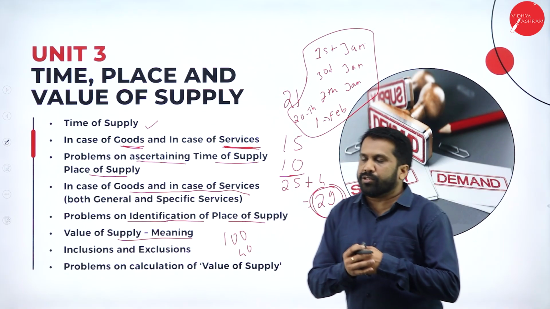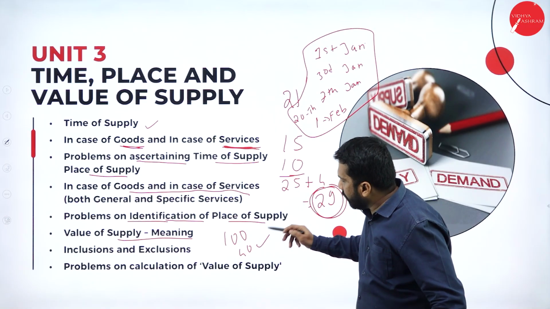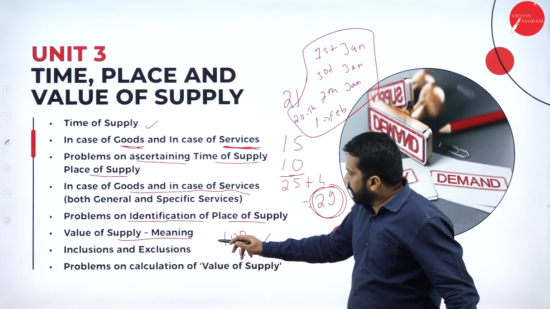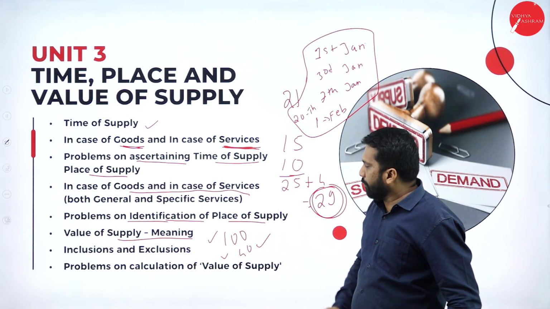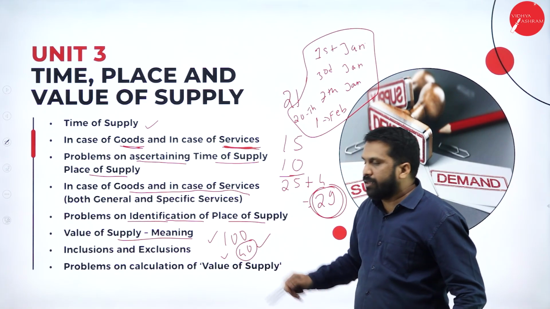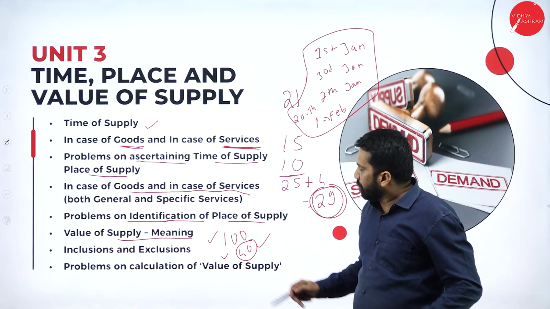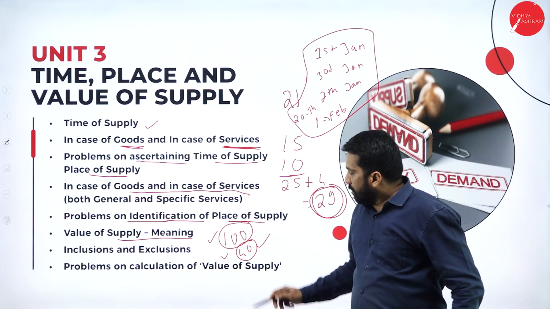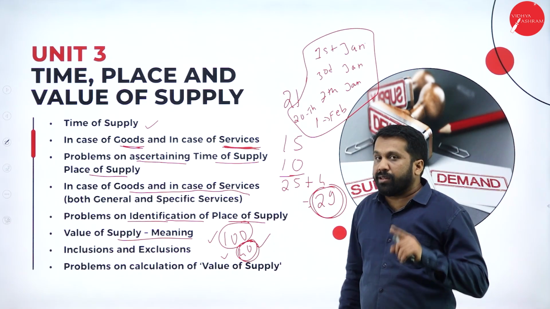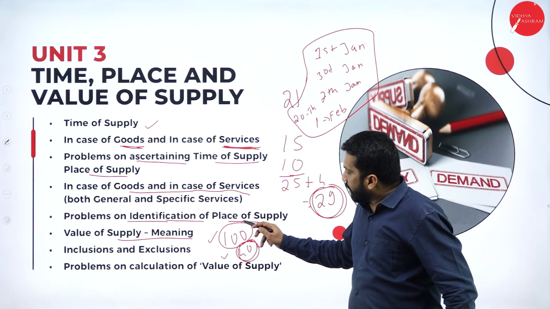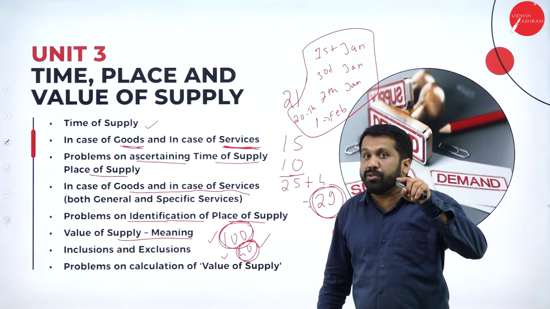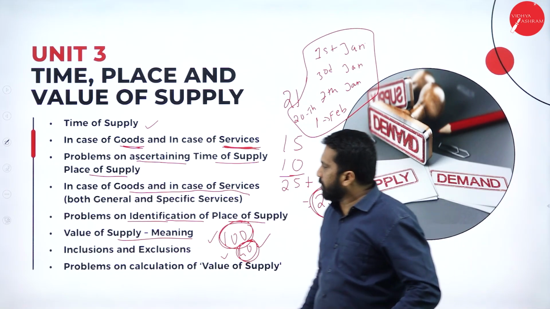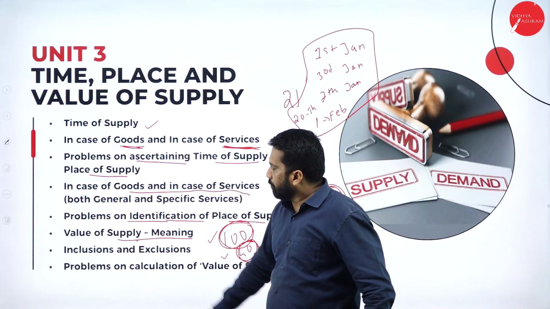You may say, sir, you sold at 40, you should charge GST on 40. But is GST calculated on 100, or on 40? If you calculate on 40, the GST value will be less. If you calculate on 100, the GST value will be more. If you calculate on 40, there is a loss to the government. If you calculate on 100, there is a loss to you. That's why this confusion will be clear if you understand value of supply.